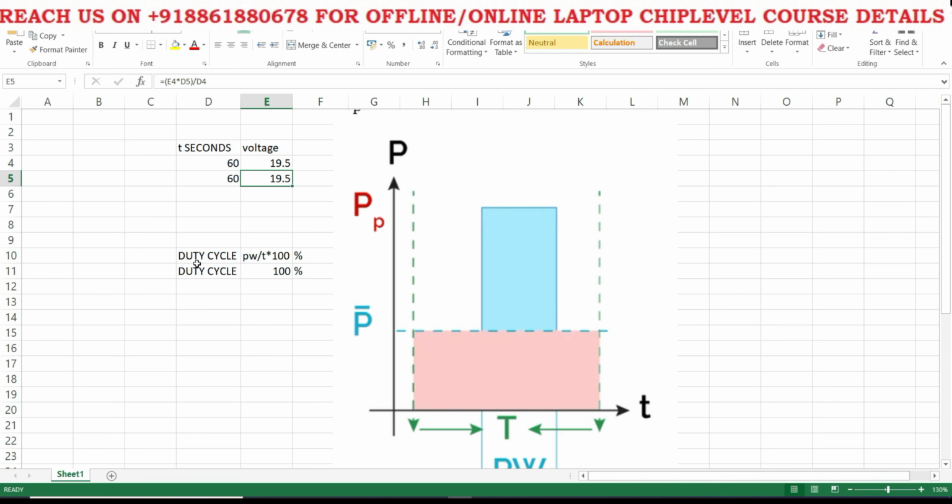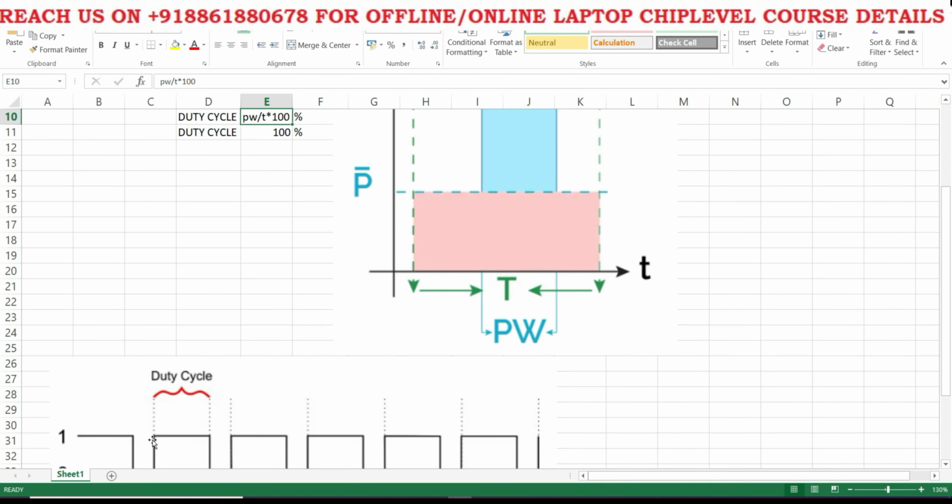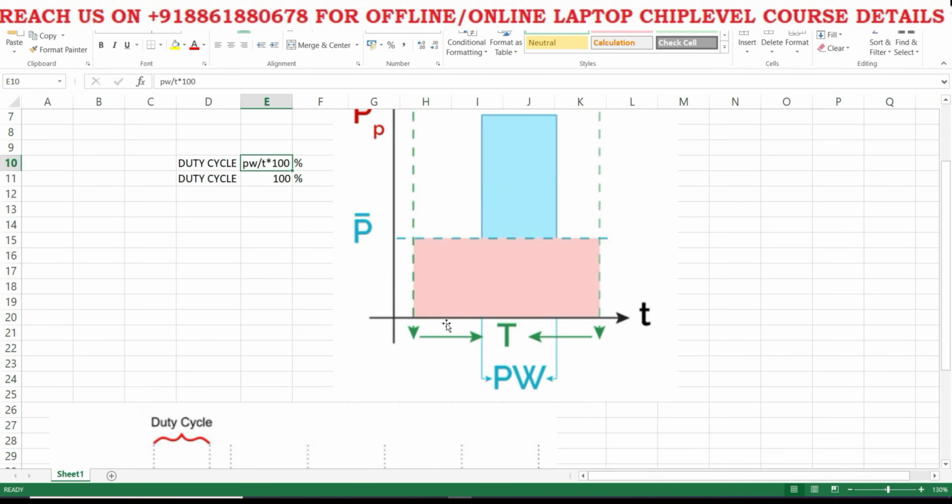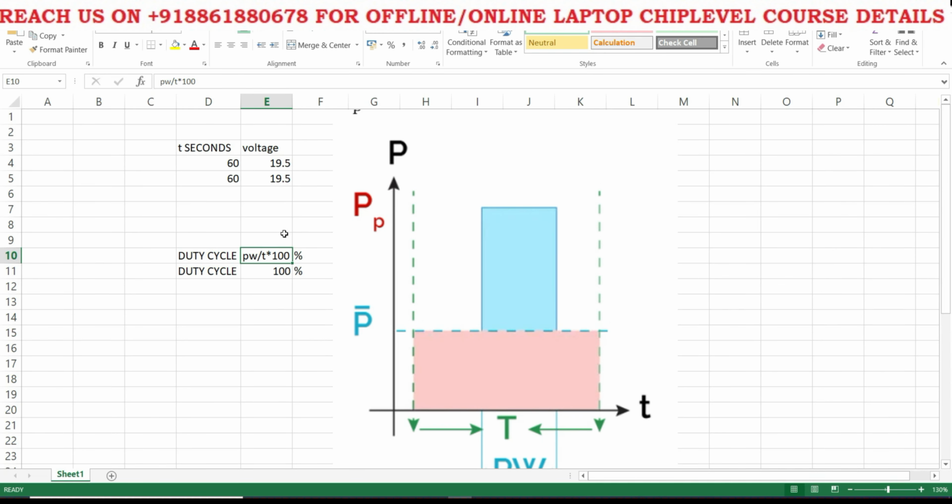What about the duty cycle? The duty cycle is 100%. See here, a complete straight line will be there. That is called the duty cycle. The duty cycle formula is pulse width divided by total time, into 100 percent. That's called the duty cycle.